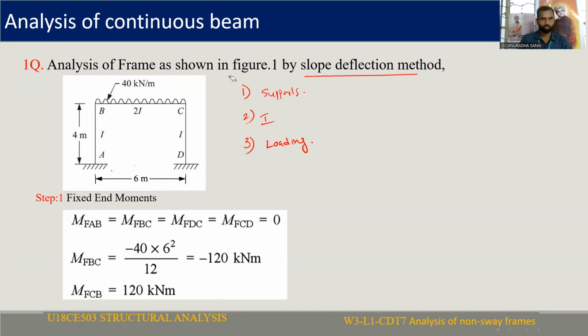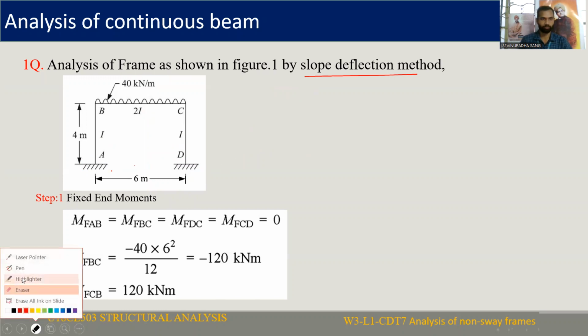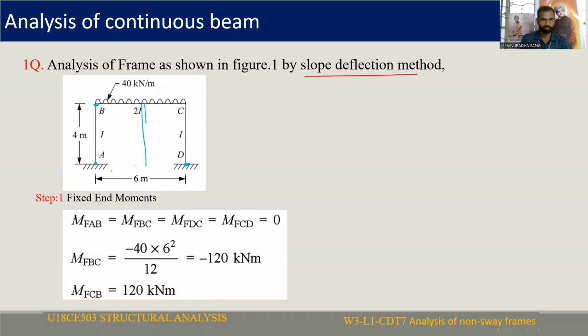In the first step of the given problem, before solving, we need to understand the given figure. We have two supports, A and D, and two joints, B and C. AB and CD are the column members, and BC is a beam member. Moment of inertia of AB and DC is I. Moment of inertia of the BC member is 2I.